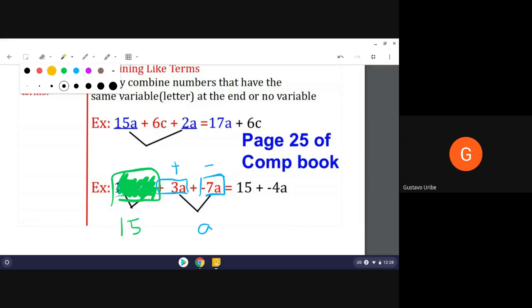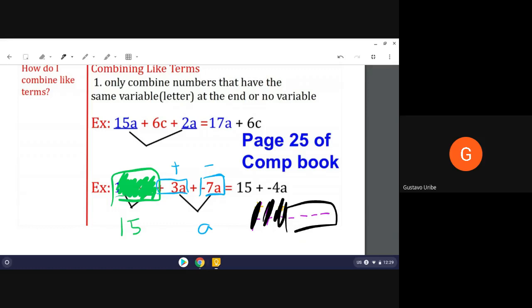Now, if you can't remember that rule, it's perfectly fine. You don't have to. Just express this by drawing. Let's draw this out. This is 3 positives. So 1, 2, 3. Meanwhile, over here, I have 7 negatives. 1, 2, 3, 4, 5, 6, 7. Now, a positive and a negative cancel each other out. So these cancel, these cancel, and these cancel. Look what I'm left with. I'm left with 1, 2, 3, 4 negatives.